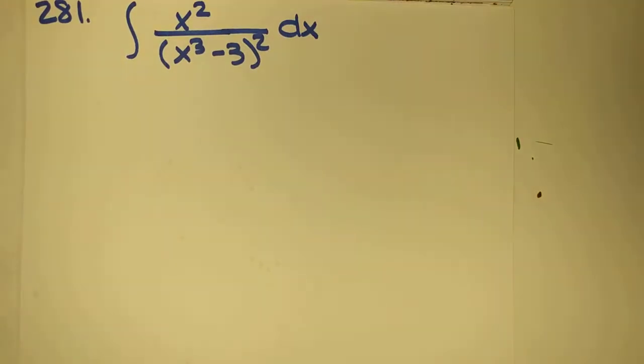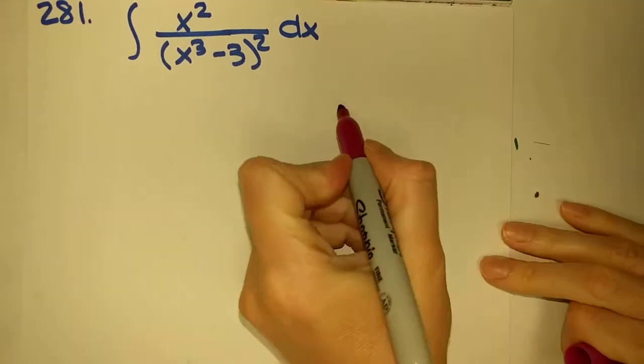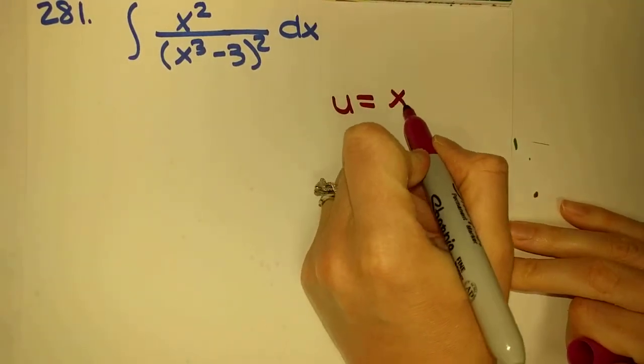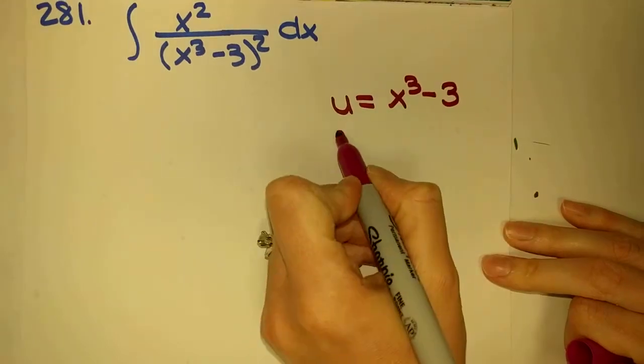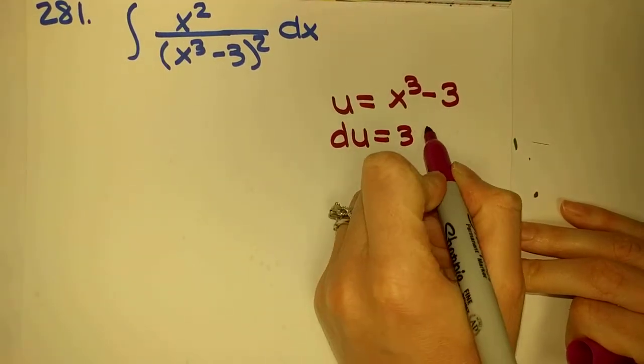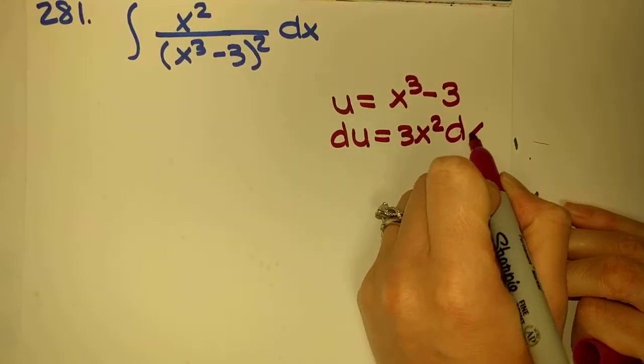The first thing is we see those parentheses, so we say to ourselves it's time to use the u substitution method. So we're going to pick our u as the quantity inside parentheses. So that's x cubed minus 3. Then our du will be 3x squared dx.